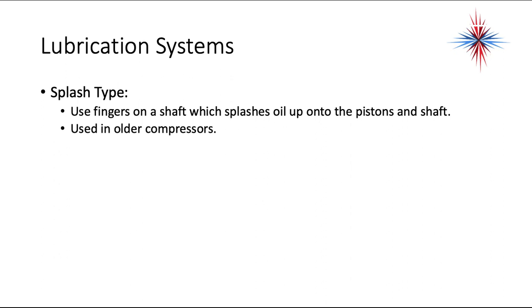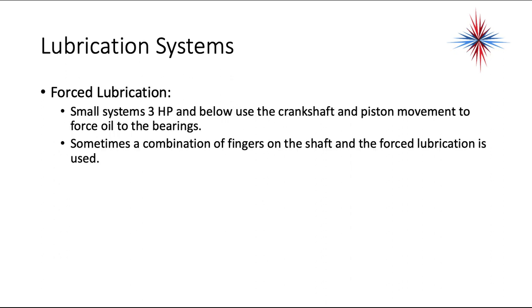Lubrication systems on compressors, you basically have 2 types. You have the splash type that I showed you when we looked at the semi-hermetic that we opened. It uses fingers on a shaft where oil splashes up onto the pistons and shaft. It's used in the older compressors. The other type is forced lubrication. Small systems up to 3 horsepower use the crankshaft and piston movement to force the oil to the bearings. Sometimes a combination of fingers on the shaft and forced lubrication is used.